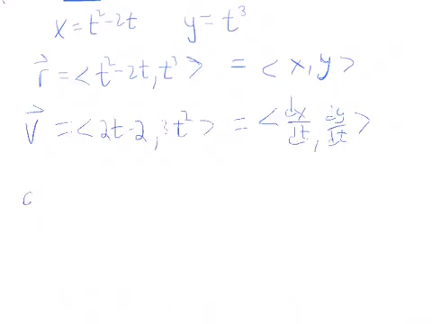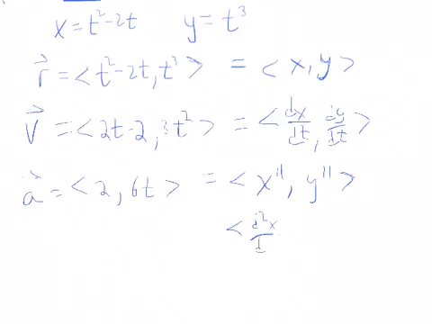And if we wanted to, we could find the acceleration vector by just taking another derivative. The acceleration vector would be 2 comma 6t. That would be the second derivatives of each of these, which we could write either as x double prime comma y double prime. The assumption with the prime here is that it's with respect to time, or we could write this as d squared x dt squared comma d squared y dt squared. Both would mean the same thing.